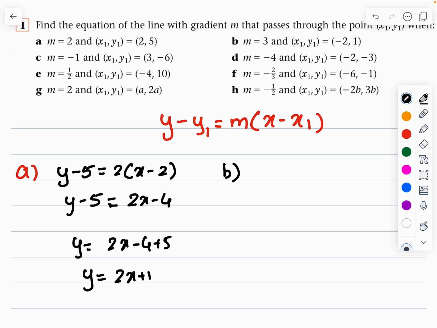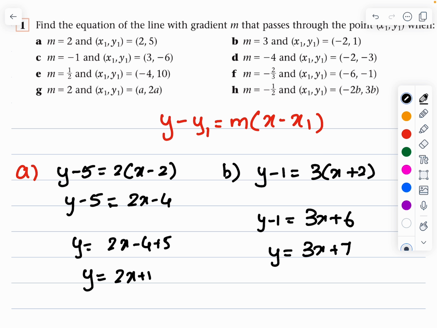Part B. y minus y1 equals m times x minus (minus 2) plus 2. So y minus 1 equals 3x plus 6. y equals 3x plus 7.